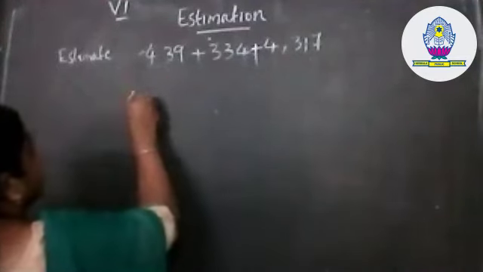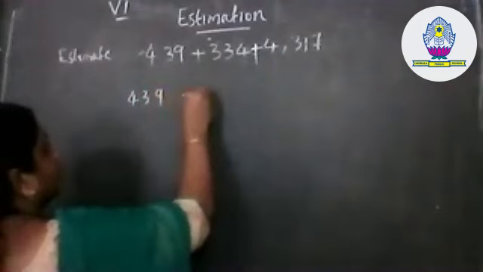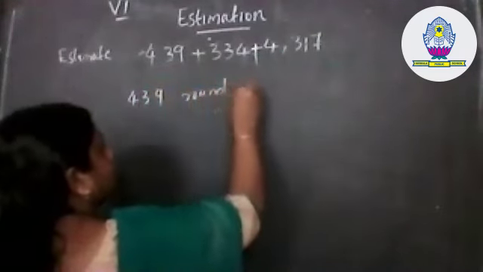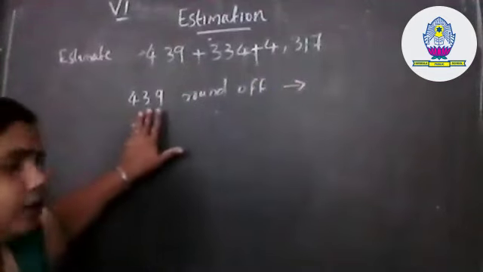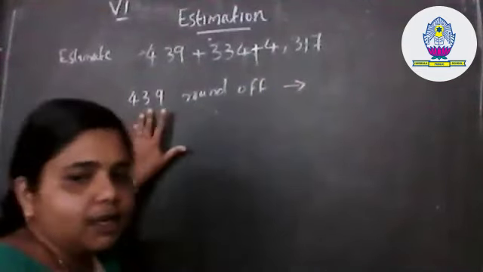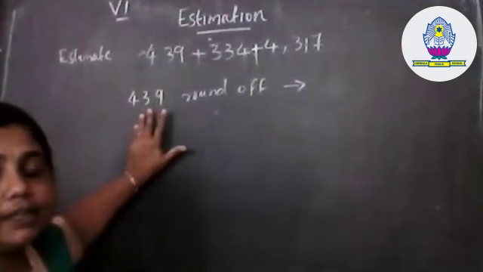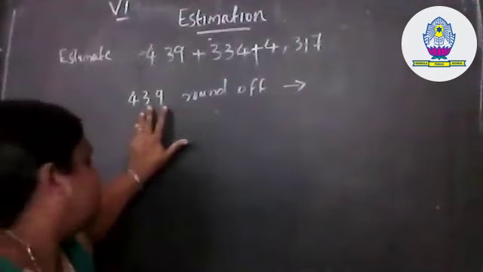So first one, 439, round off 439 to the nearest 100. If we convert to the nearest 100, we take the digit in the tens place.